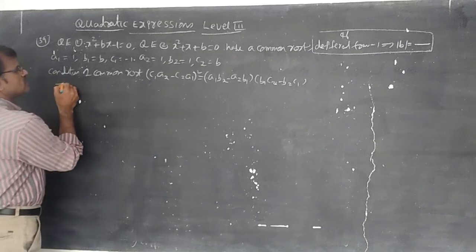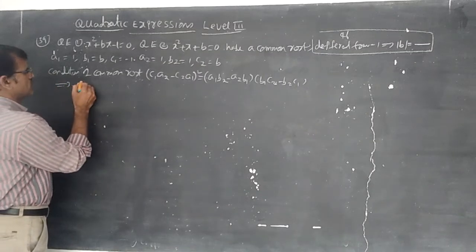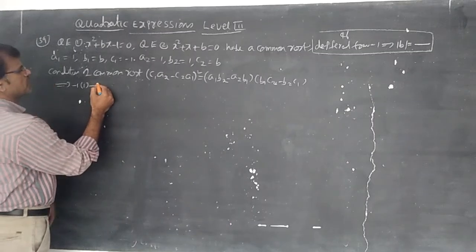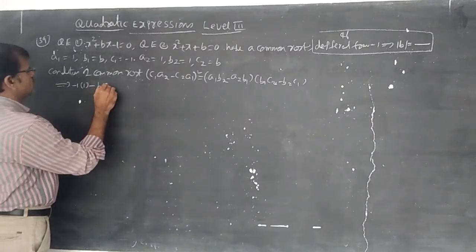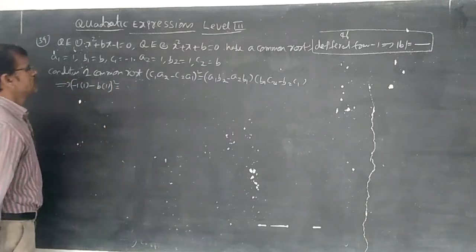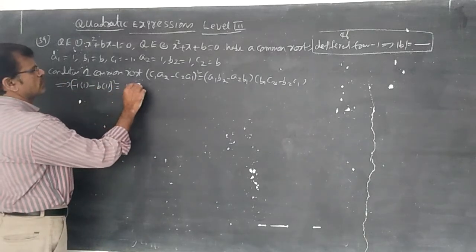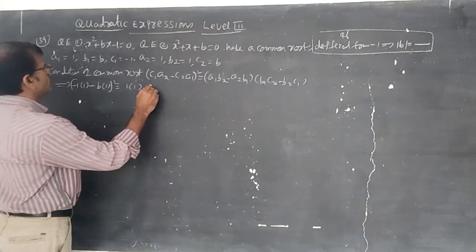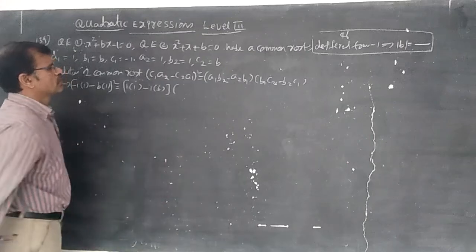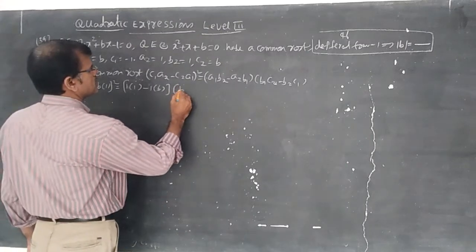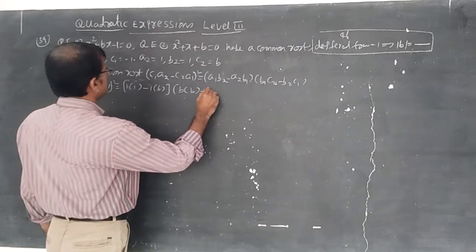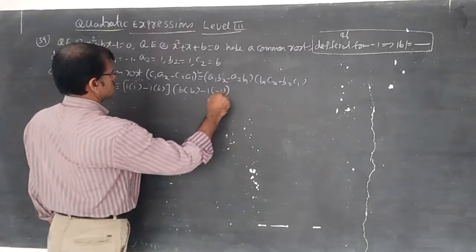So C1 A2 means minus 1 into 1, minus C2 A1, C2 means B, A1 means 1, whole square. This is equal to A1 B2, so 1 into 1, minus A2 B1, 1 into B, into B1 C2. B1 means B, C2 means also B, minus B2 C1. B2 means 1 and C1 means minus 1.